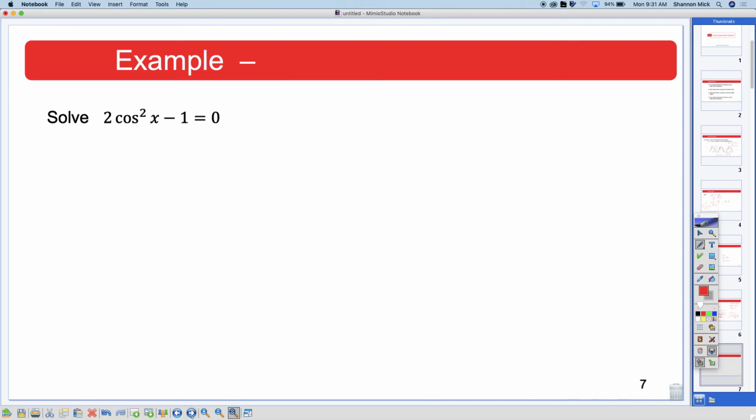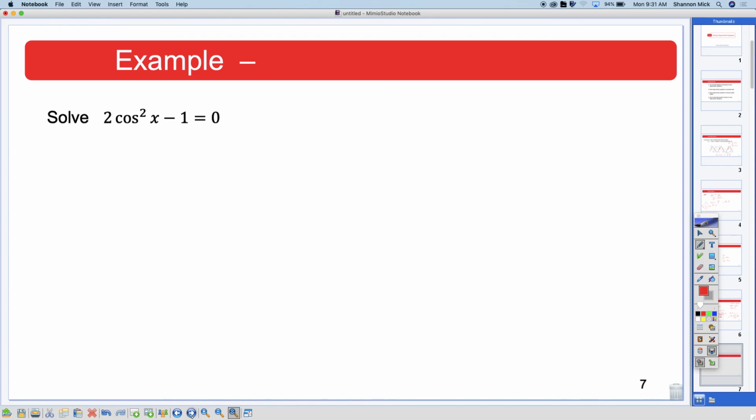Hopefully the next one is going to be nicer. Yes, much nicer. 2 cosine squared x minus 1. So it's already set equal to 0, yes? That's nice. It is quadratic, so anything quadratic, I have to set it equal to what? And then what? Factor. Okay? So, I hope you guys see a difference of squares in there.